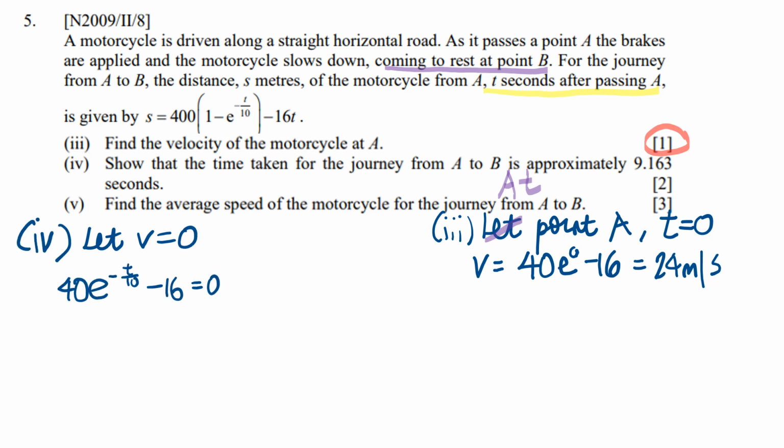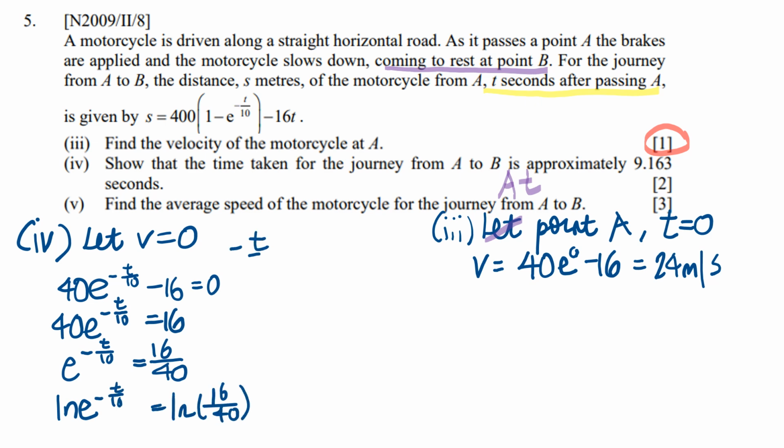So we set velocity equal to 0. This is solving an exponential equation. Again, you see all these previous concepts, you need to have a good grasp of them: solving trigo equations, solving exponential functions, that kind of thing. In this case, we will have to make e to the power negative t over 10 the subject, bring ln to both sides, and apply the power law.